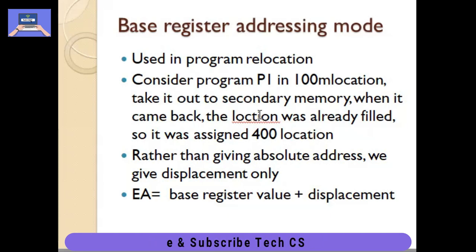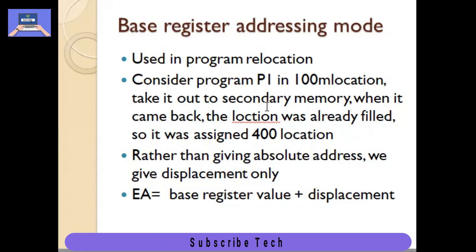Displacement means how many lines of instruction we have to skip, and on which particular instruction we have to go. For example, if a program is running at 500 instruction, and it says to skip to 550, the effective address will be calculated as base register value plus displacement.